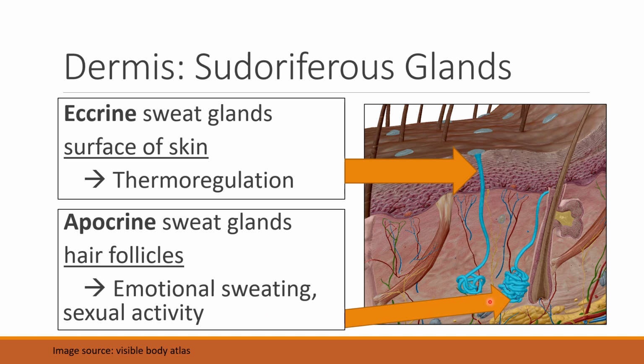The apocrine sweat glands have these coils as well. They release into these hair follicles here. These are the ones that result from high emotions, anxiety, stress, feeling nervous or anxious, and also sexual activity. And these are the ones that, when they interact with bacteria, will give you that very characteristic odor, especially under your arms or in your groin area.